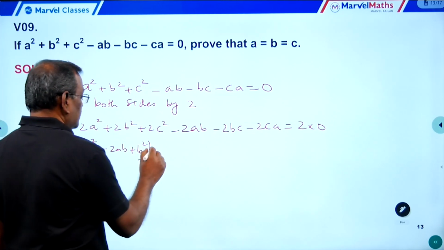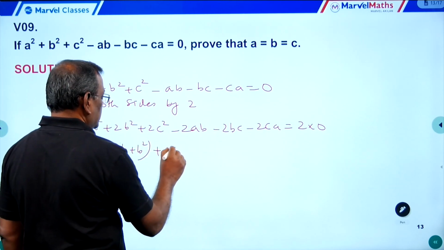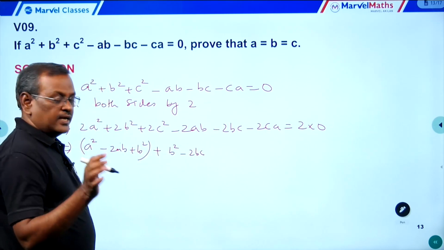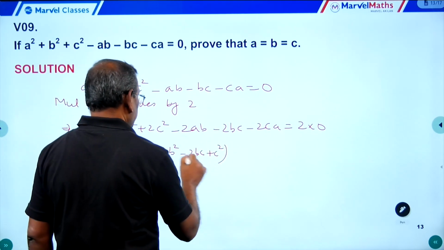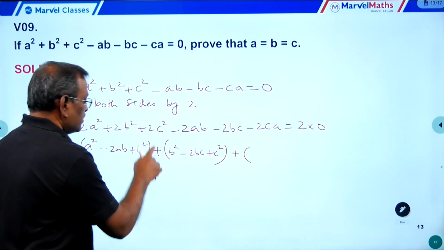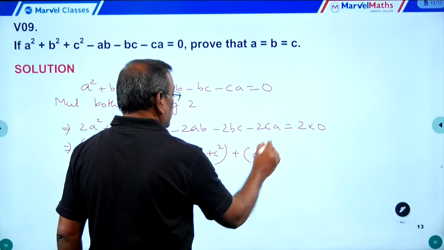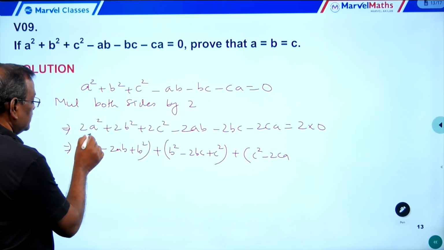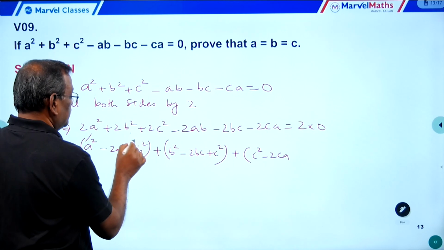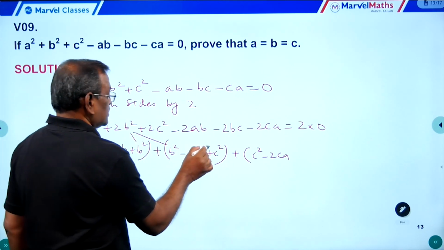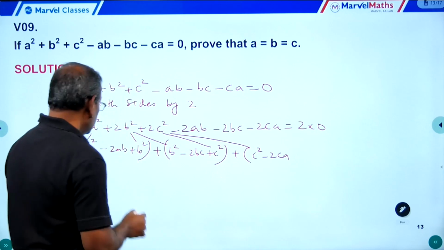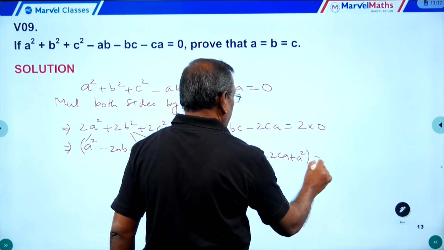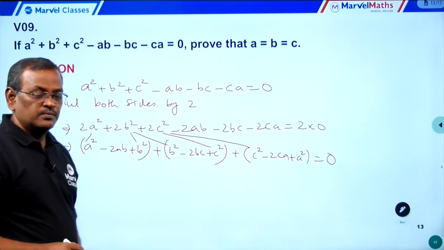and another from 2b square, 1b square minus 2bc, from 2c square take 1c square, plus from 2c square 1c square minus 2ca, and here very important, this is a square. See here, this is 1b square another b square, this is 1c square another c square, similarly a square and last plus a square equal to 0, 2 into 0 is 0.